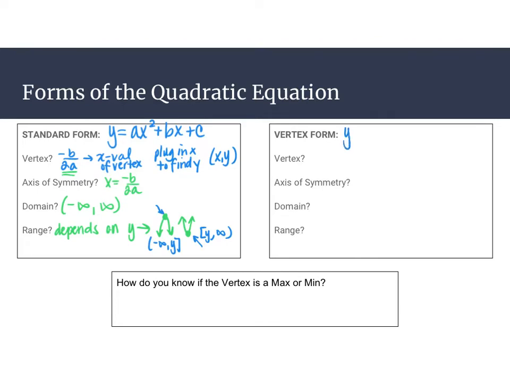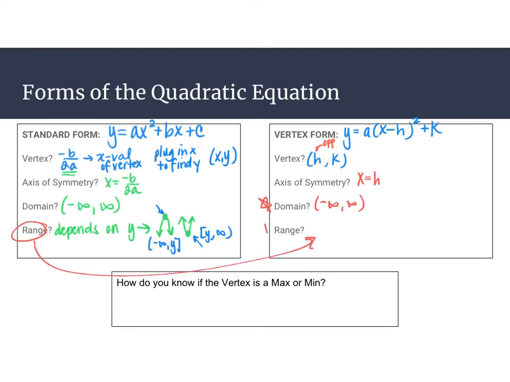Vertex form is y equals a times x minus h squared plus k, where your vertex is h comma k. Remember that it's the opposite sign, so opposite hk. So if you have a number here and this is minus, your h is positive. If you have a number here and this is plus, your h is negative. Your axis of symmetry is x equals h, and then the domain and the range is the same information.